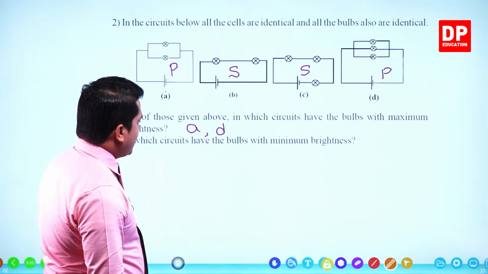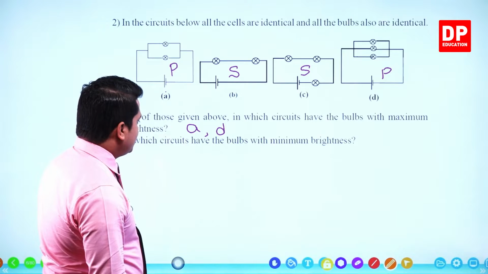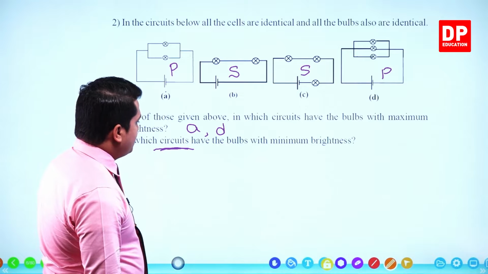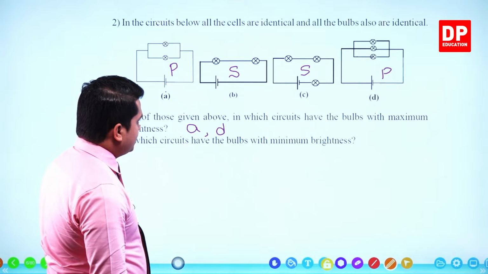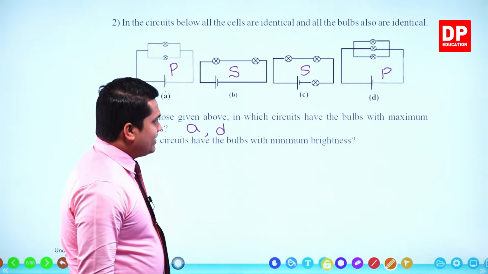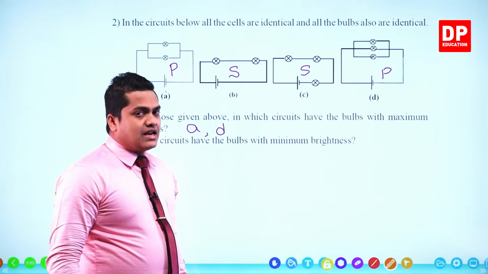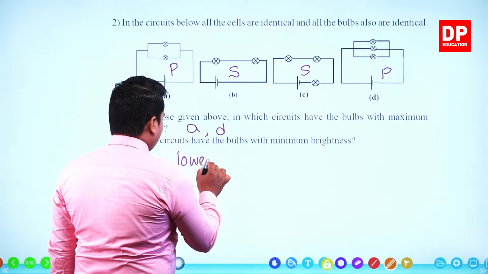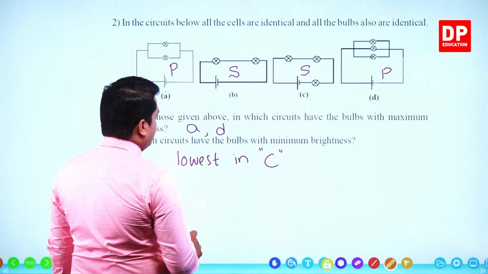In which circuits have the bulbs with minimum brightness? As they are asking about the circuits, we can write like this. I'm going to give you a complete answer. The lowest brightness can be observed in C because there are 3 bulbs. So lowest in C.